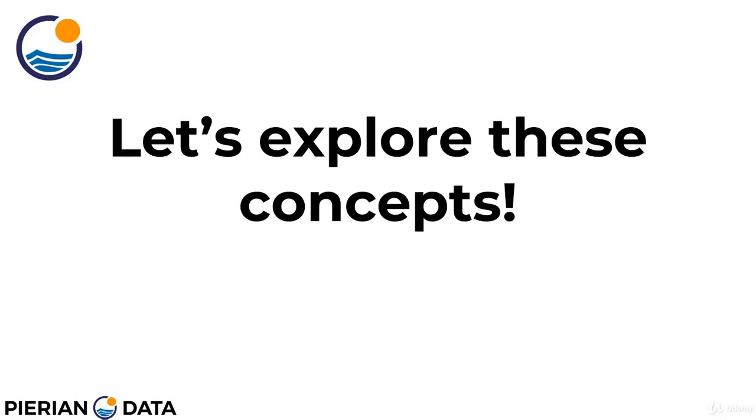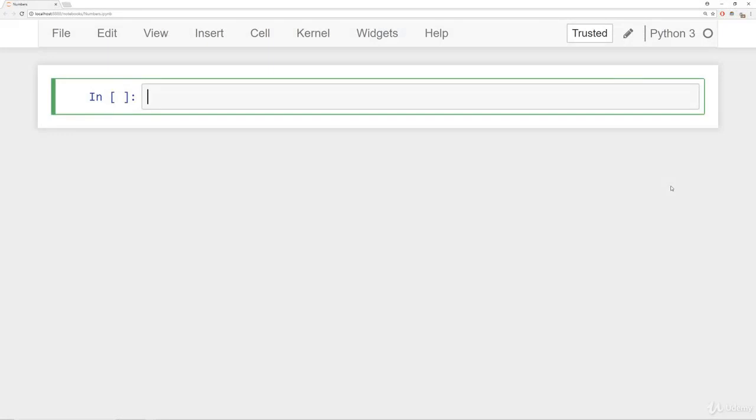All right, let's explore all these concepts by jumping to a Jupyter Notebook. Okay, now that we've seen how to use numbers in Python as a calculator, let's see how we can assign names and create variables.